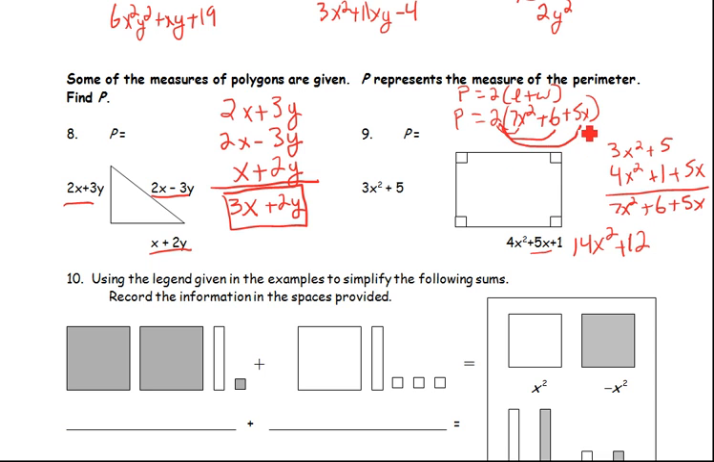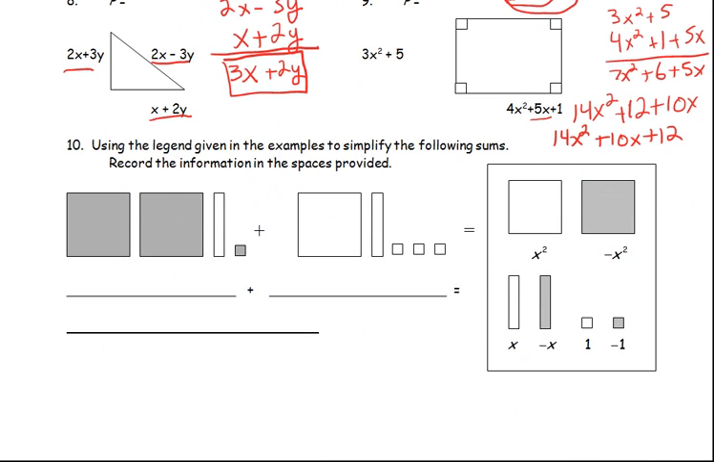And then 2 times 5x gives me 10x. Now, just to be honest, this is not written in the order that it should be written in. I should have my exponents going in a decreasing form. So I would write 14x squared. I'm going to move this plus 10x over here, and then plus 12.